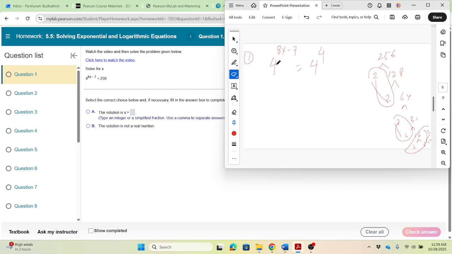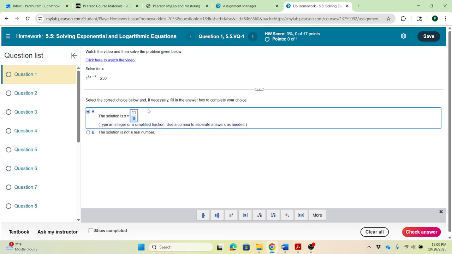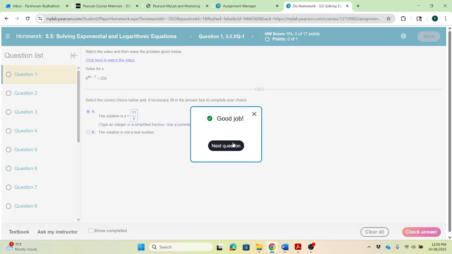So because of the base property, we can write down 8x minus 7 equal 4 because the exponent has to be equal. Now we can add 7 to both sides. That gives us 8x equal 11. And then if you divide both sides by 8, x equal 11 over 8. That's the solution. So what is the x? x is 11 over 8. You can always check your answer by plugging x equal to 11 over 8 into the given equation.